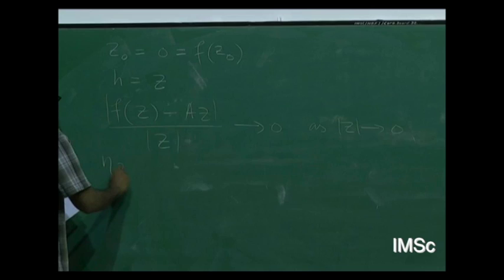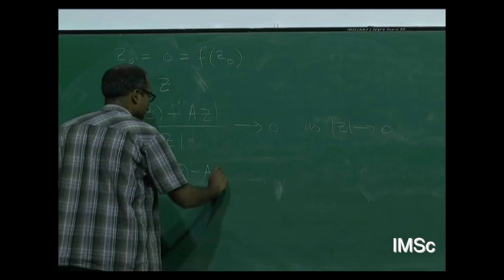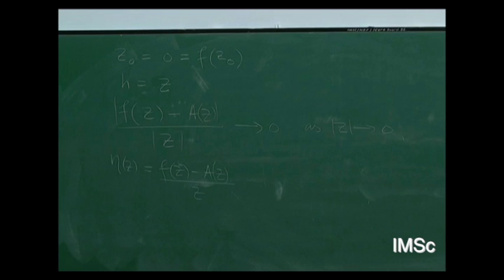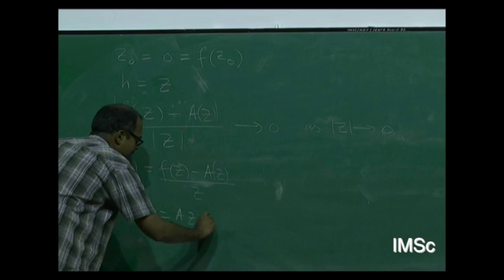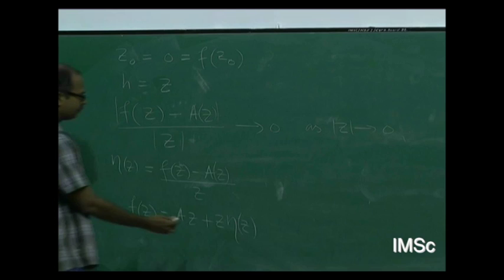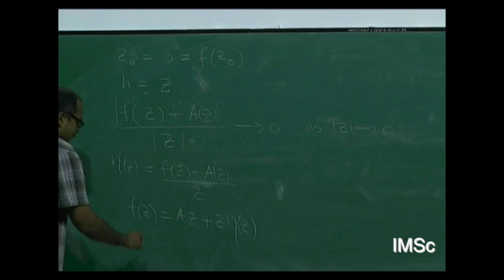Let's just write this as some eta z. So this quotient is a function, so eta z, to remember that this is a function, not just a multiple. So you can put a bracket like this. Then f of z is a z plus z eta z, and we have this property that the modulus of eta z goes to 0 as mod z goes to 0. So at this point I start writing this z as x plus iy.